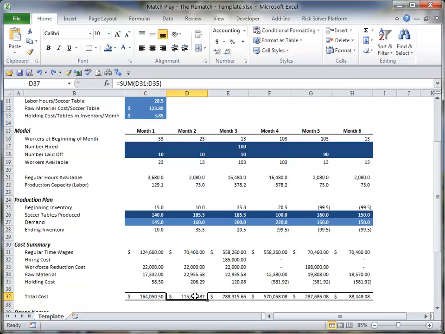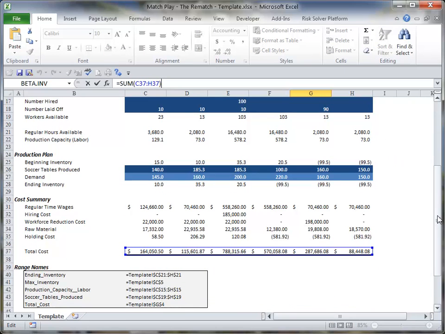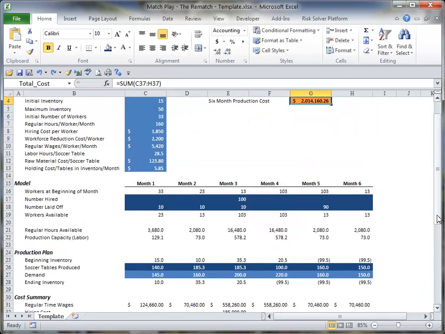I would also again check that your cost summary is all included in the total cost. And that was a copied formula, hence we would expect it to be okay in every cell. And then finally your 6-month production cost does include all of the 6 months in the total cost area. So in effect, all of these seem to be working.